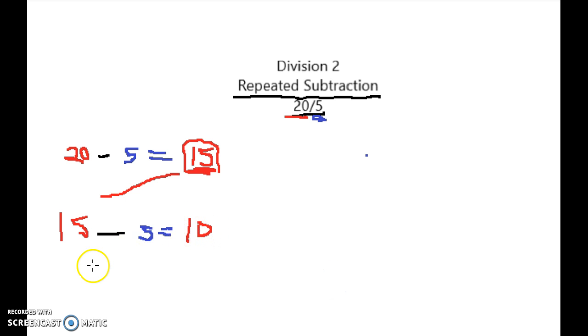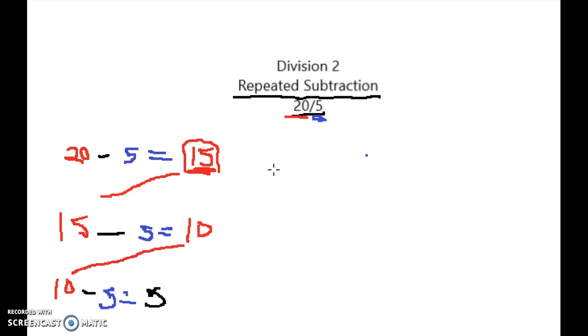And we're going to continue this process. We're going to bring it all the way down, and then we're going to go 10 minus the same number, 5 again, and that equals 5. Now, we're going to do this one more time. We're going to keep going until it equals 0.